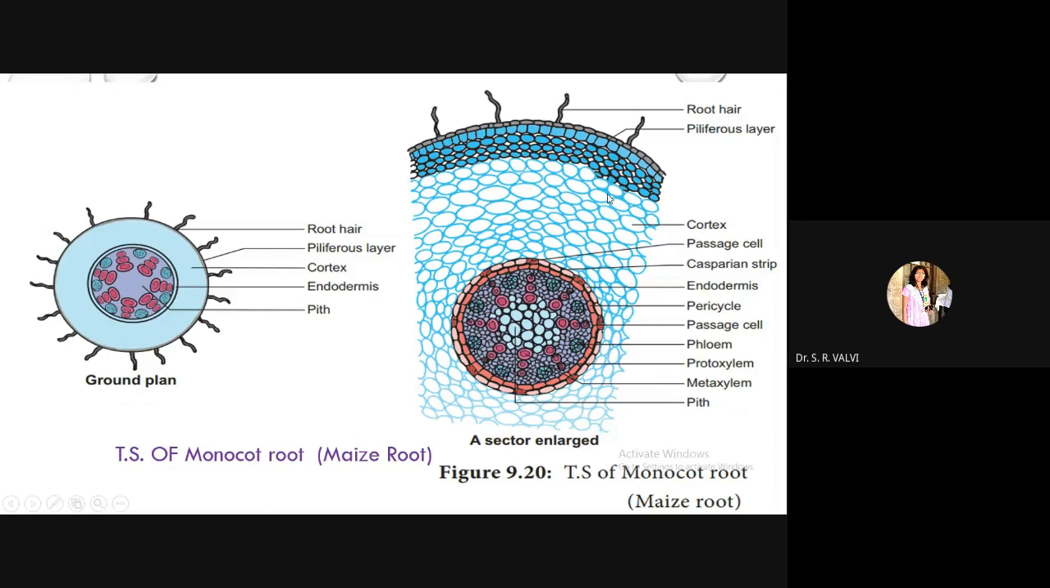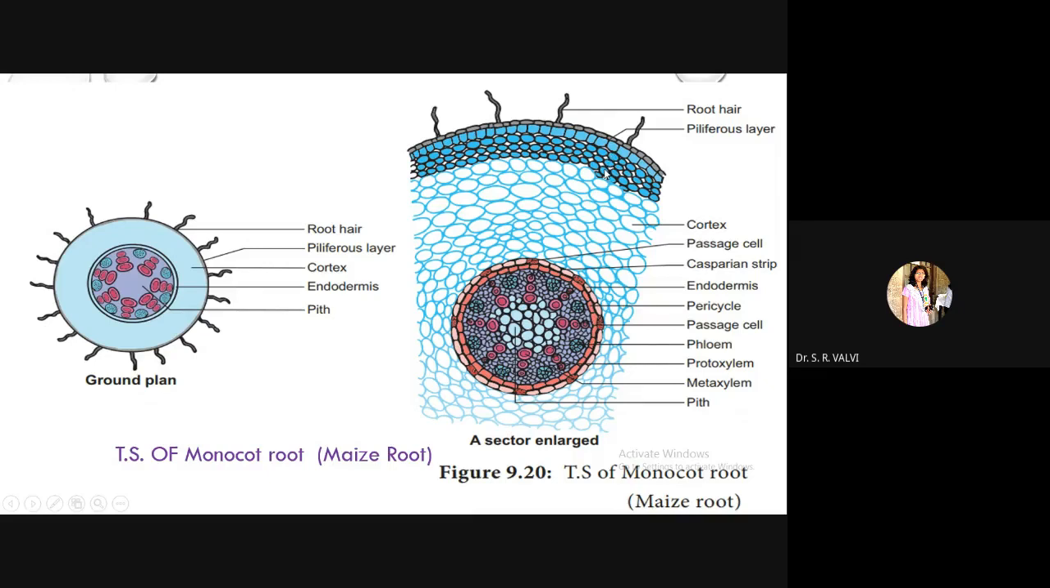Now, next to it, there are again thin walled cells which have intercellular spaces. You observe here, each cell has intercellular spaces. See my cursor, the spaces which are present between the cells are called intercellular spaces. So these intercellular spaces are present within these cortex cells. This cortex region is again made up of, see, upper dark blue colored cells. They are made up of sclerenchymatous cells.